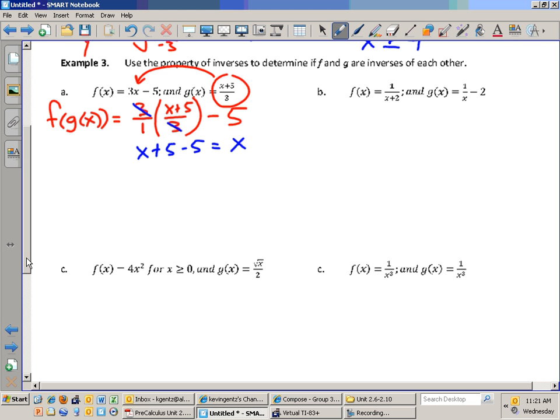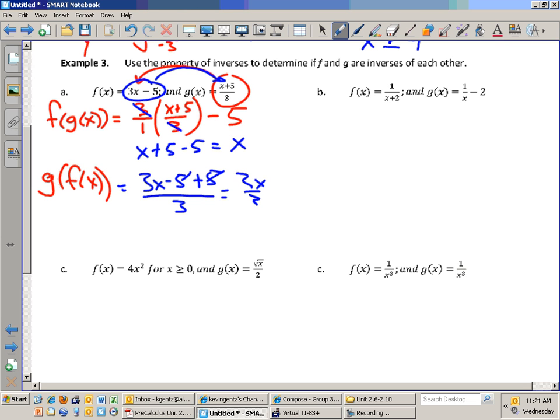But that's not enough. I need to check the other composition the other way around. I need to check g of f of x. How do I do that? Yep, I plugged that right in there. So I get 3x minus 5 plus 5 divided by 3. Which is 3x over 3, which is x. So I have shown that if I do both compositions, I do arrive at x, and that shows that they are 1 to 1.